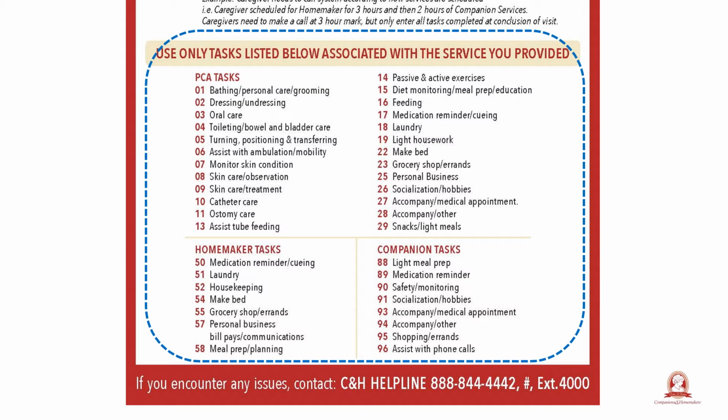Note that there are different task numbers for each service: PCA, Homemaker, and Companion. Please make sure you're entering the correct task ID numbers based on the service you performed. For example, if you were providing personal care and you provided the client with a medication reminder, you would enter task ID number 17. But if you were visiting today as a companion and provided a medication reminder to your client, you would use task ID number 89.